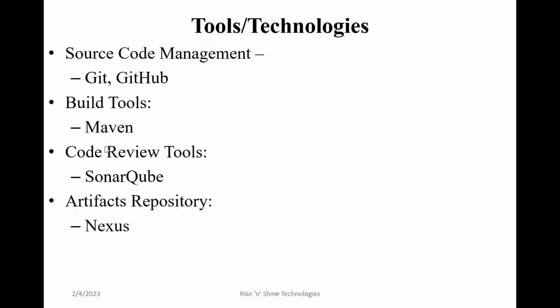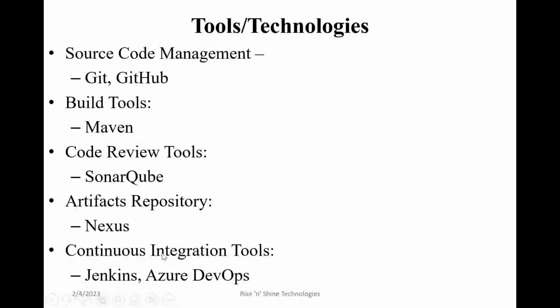Next one is continuous integration tools. Yes, any time code is updated here, immediately pull the code, use Maven to do the compilation, use SonarQube to check the code quality, create the artifact using Maven, store that artifact in Nexus, and then deploy that to the servers. But who is doing that? We are not going to do that activity. We are going to take the help of continuous integration tools, that is Jenkins. In the advanced section, we are going to talk about Azure DevOps.